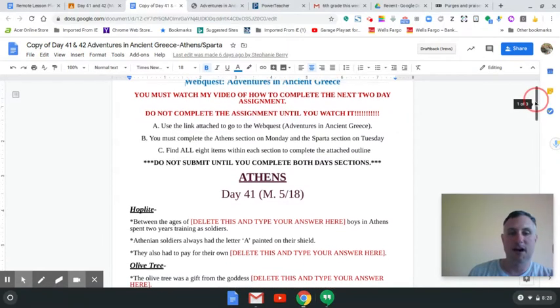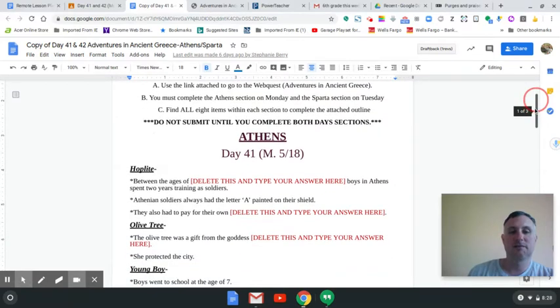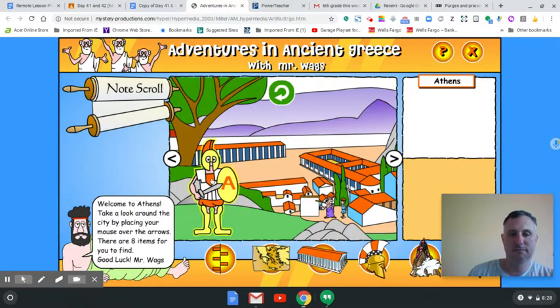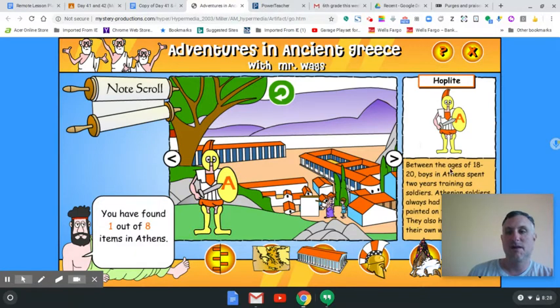So with Athens, a hoplite. Between the ages of blank, boys in Athens spent 2 years training as soldiers. I think it's 18 to 20. Let me look. That's a hoplite soldier right there. So I click on him. Between the ages of 18 and 20, boys in ancient Athens spent 2 years training as soldiers. Good. So I was right.